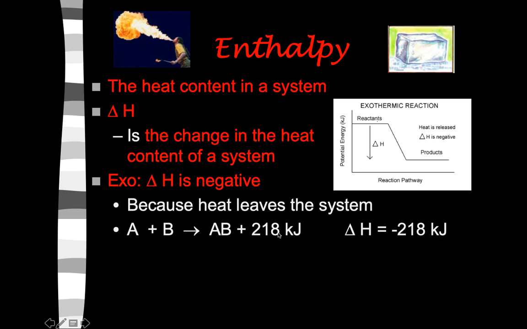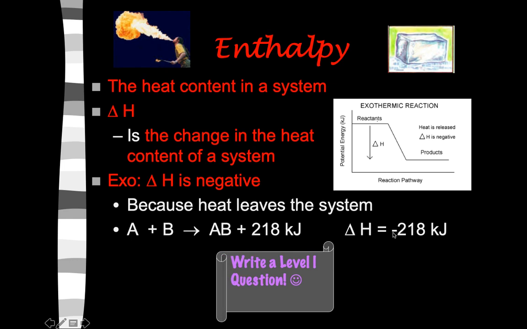So if heat or kilojoules is on the product side of a thermochemical equation, the delta H is negative. That's what that's telling us. And then endo is all the opposite. Oh, sorry, I'll do endo next.